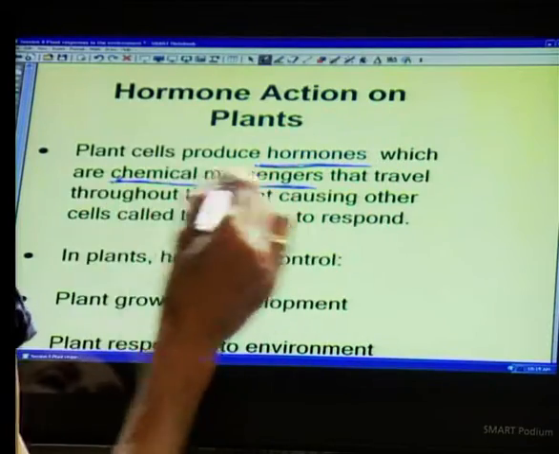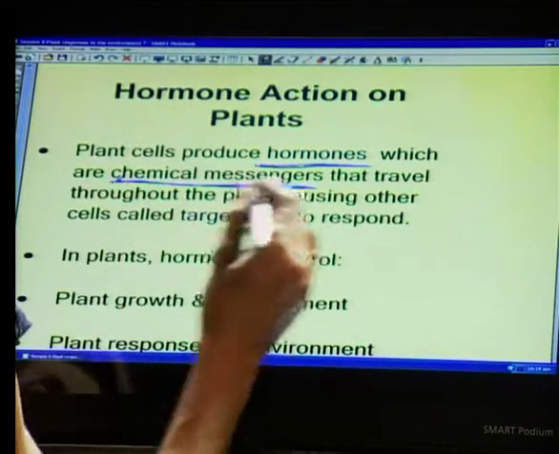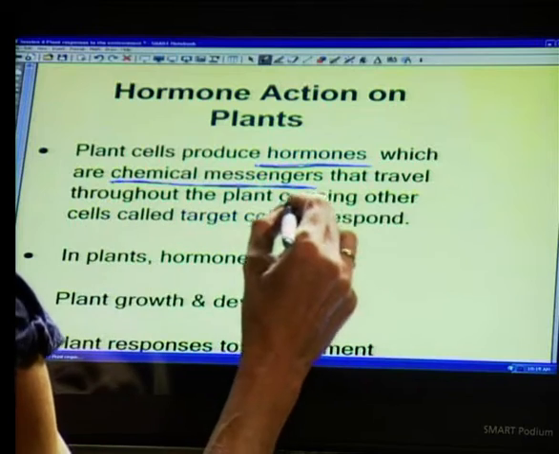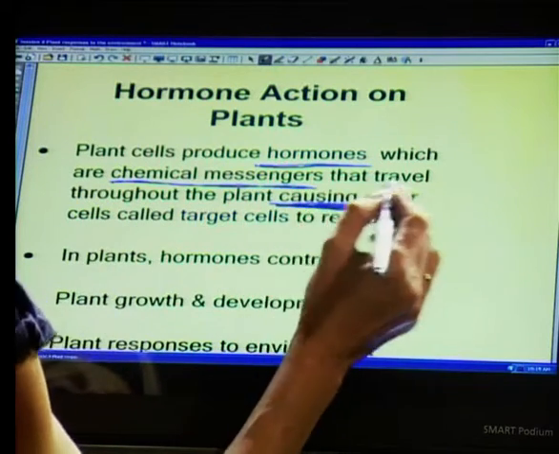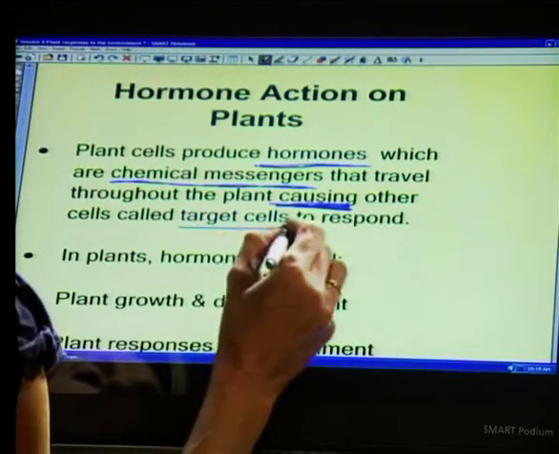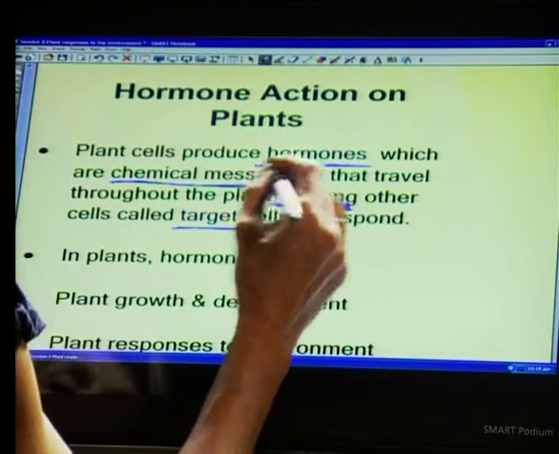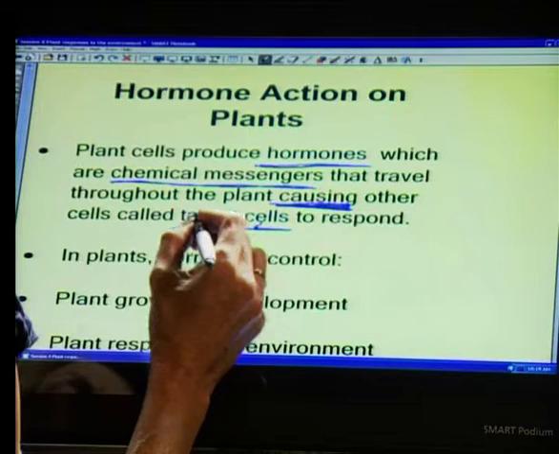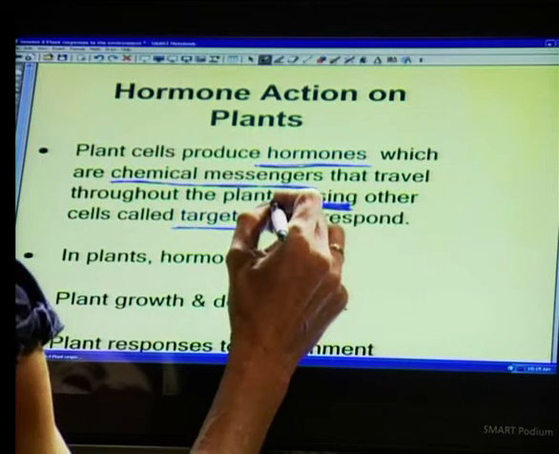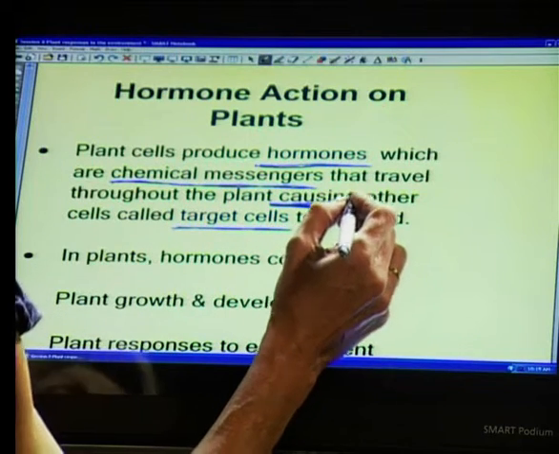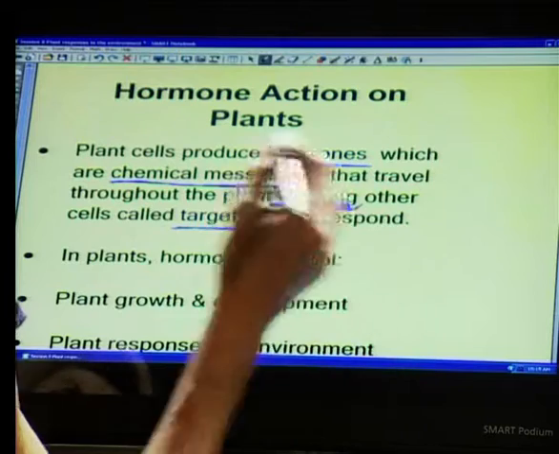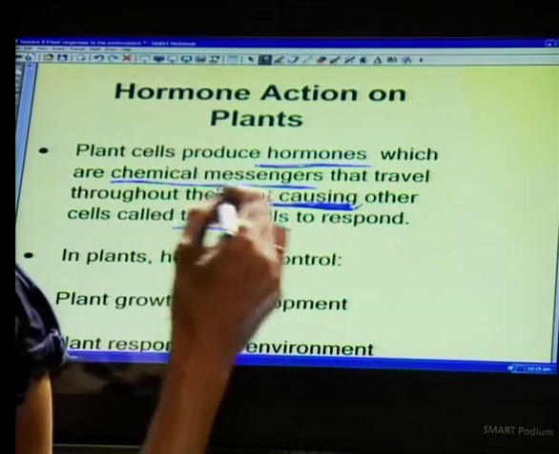All right, now exactly the same thing in our bodies as well as in a plant's body. What do we have? We've got the hormones, which are chemical messengers. And they travel throughout the plant, causing other cells called target cells to respond. So the hormone, you, the messenger, goes next door to the lady, the target cell, and you ask her to do a job. That job would be making the chocolate cake. You don't bake the chocolate cake, the lady next door does.